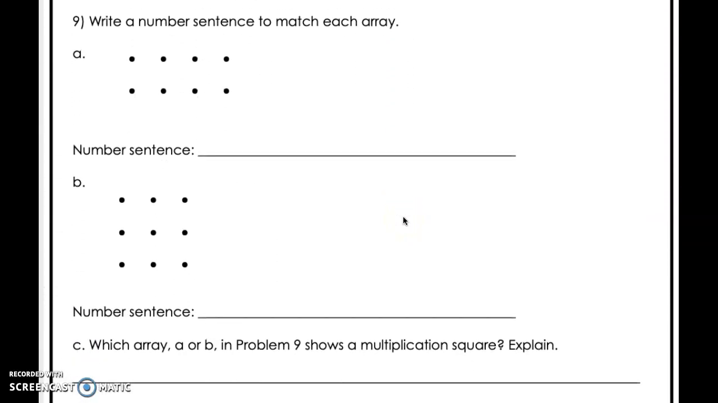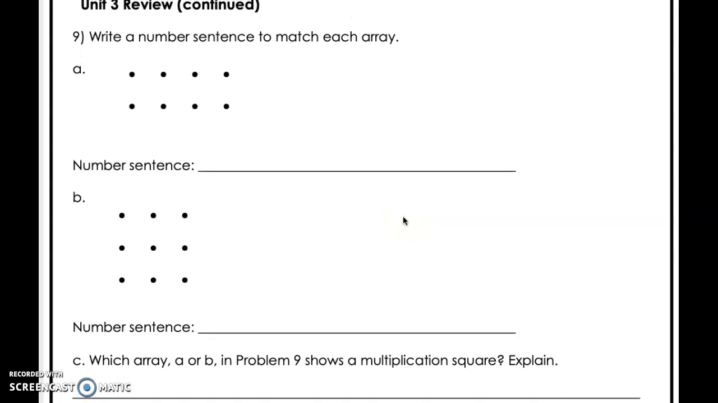Now we're going on to the next page. Write a number sentence to match this array. How many rows? 1, 2. So you're going to write 2 times, how many in each row? 4. So 2 times 4 equals 8. They already did the array for you here. And again here, how many rows? 3. And then how many in each row? 3. Times 3 equals 9.